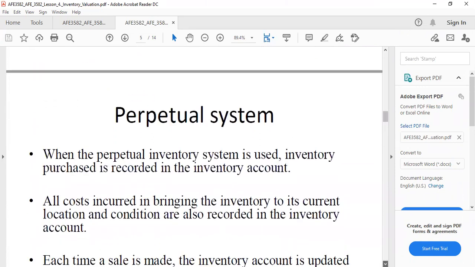So what is the meaning of perpetual? When the perpetual inventory system is used, inventory purchase is recorded in the inventory account. This simply means that when you are using the perpetual system, whenever you buy goods, whenever you buy your inventory, you will need to record it into your inventory account. You will need to record it in your ledger accounts, meaning you keep records of all the inventory that comes into the business. That's the meaning of perpetual system.